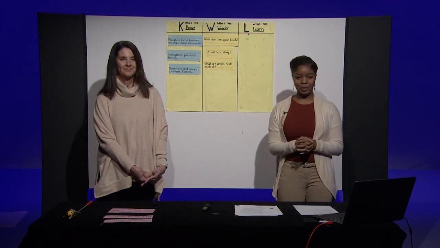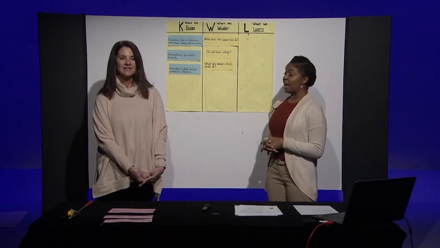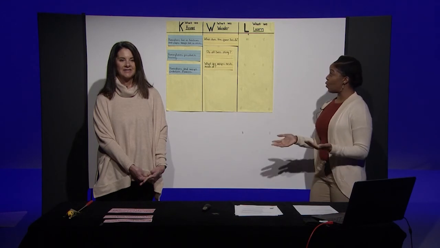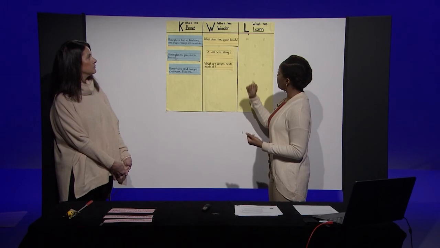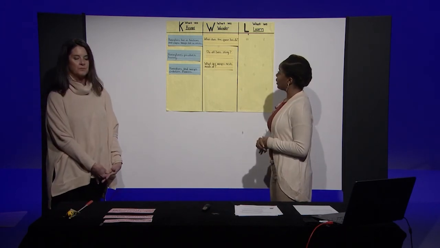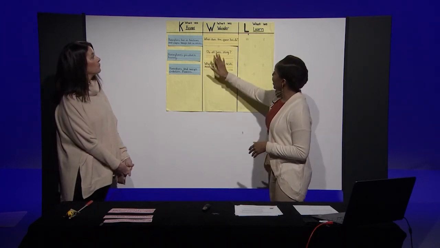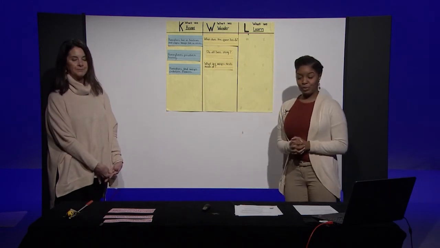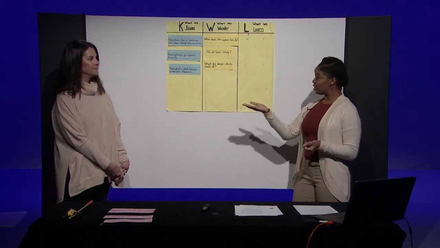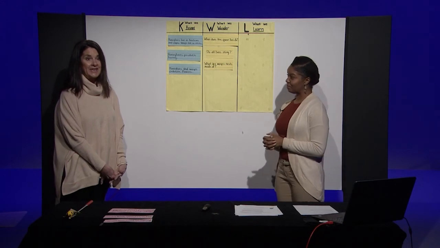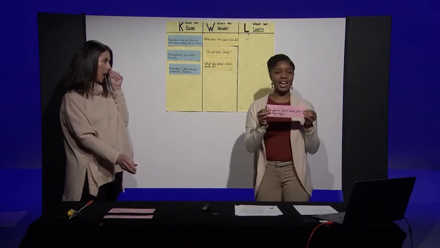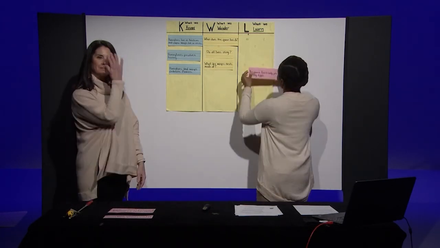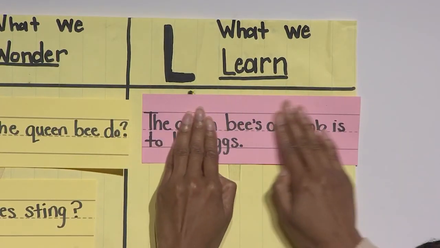That was awesome. So now let's take a look again at our KWL chart. So we first talked about what we know, then we talked about what we wonder. And now let's see what we learned. We asked, what does the queen bee do? Miss Allison answered that for us. Miss Allison, do you remember what the queen bee does? Yes, the queen bee lays the eggs. Very good. Her only job is to lay eggs. So let's add that to what we have learned.